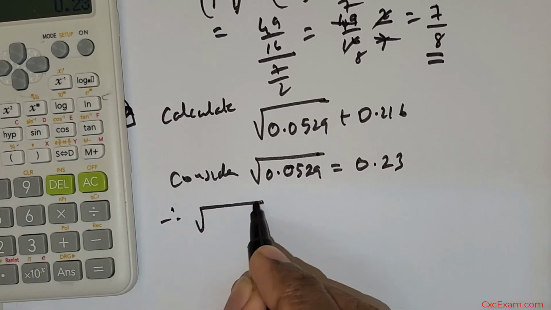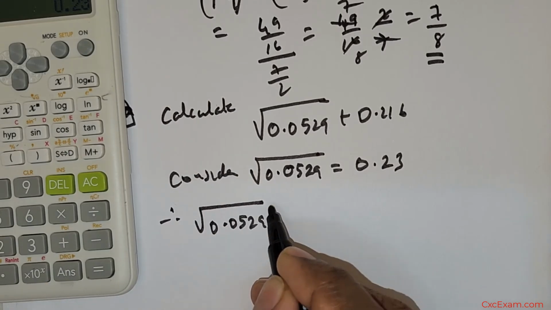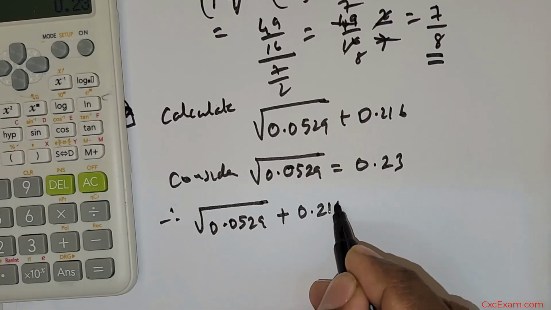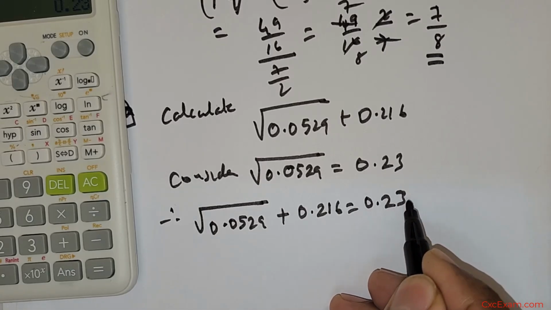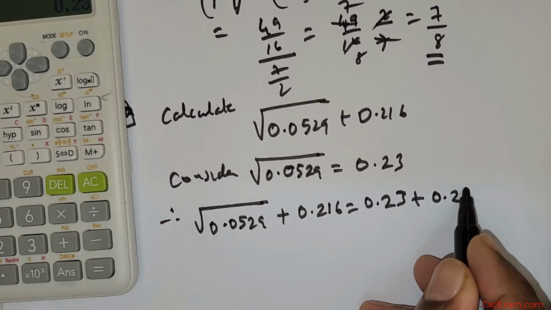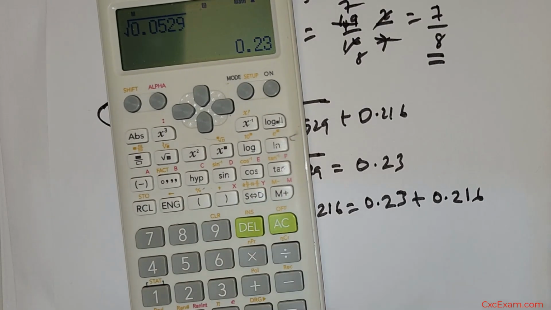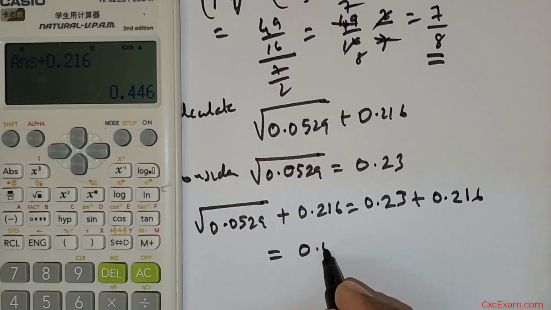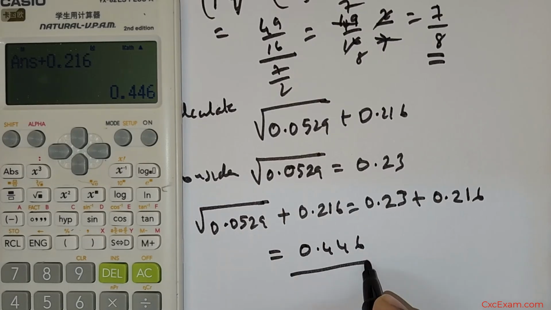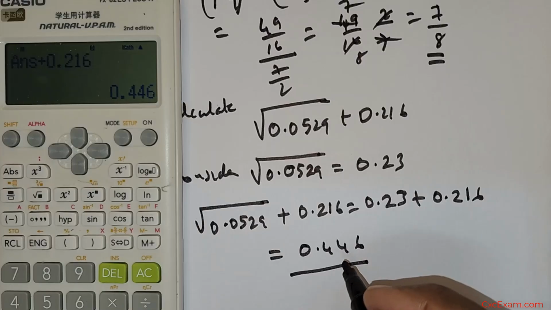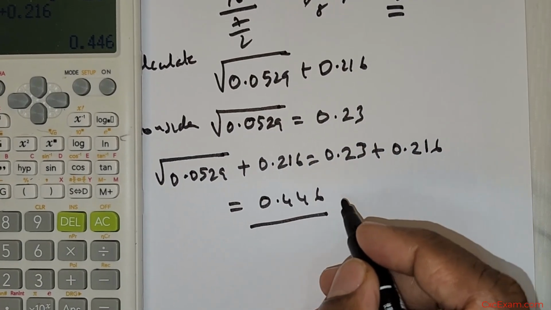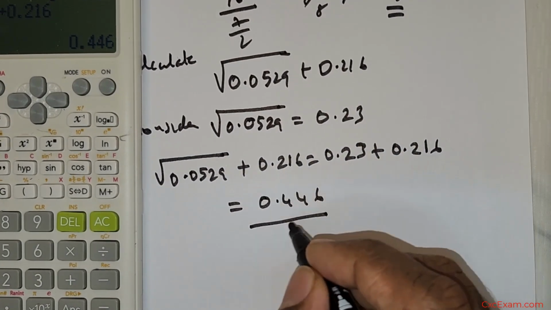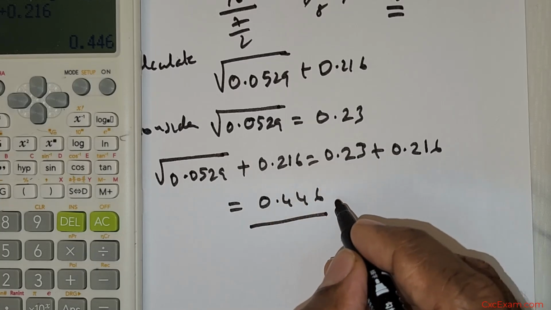So therefore the square root of 0.0529 added with 0.216 is equal to 0.23 added with 0.216. You can just add 0.216 to this. That gives you a value of 0.446. But they are asking you to give the exact value or standard form. So if you stop here, you won't get the complete marks.